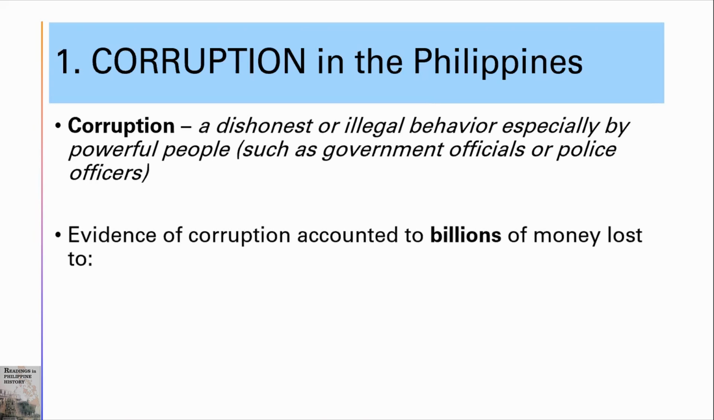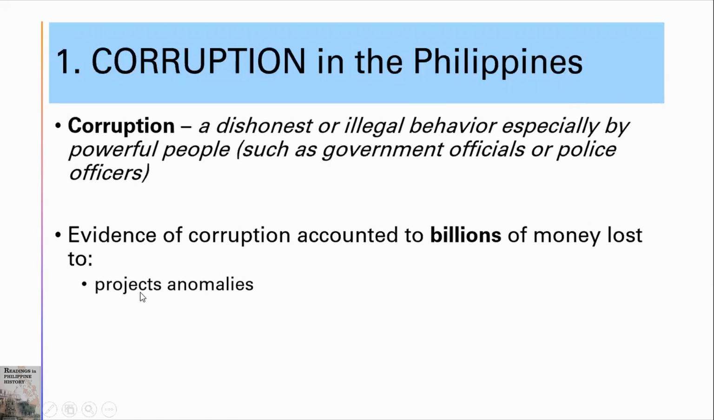What is the evidence of corruption? It accounts for billions of money lost. Having a million is already a big deal, but we are talking about billions. We are a poor country, but there are corrupt people who've got billions in their pockets, and it should not be for them. So where does it go?